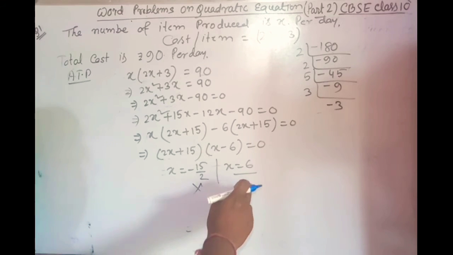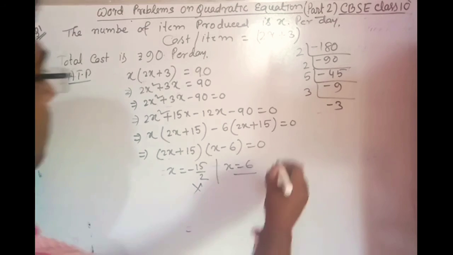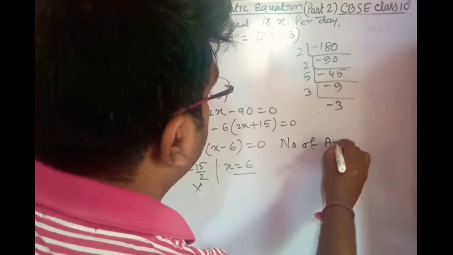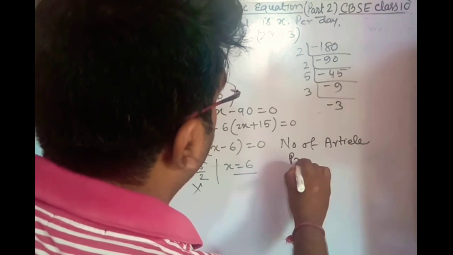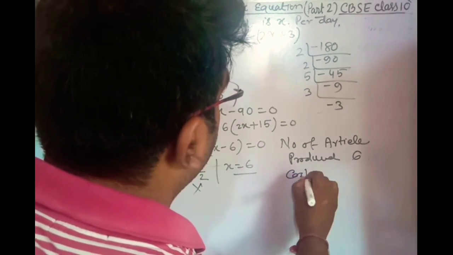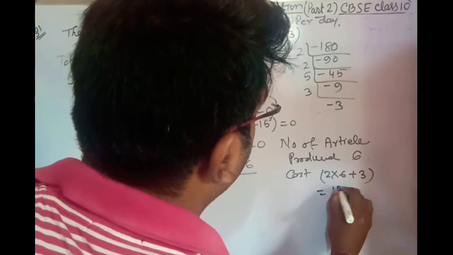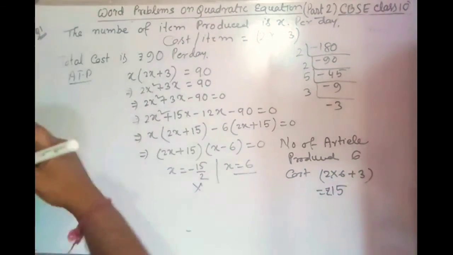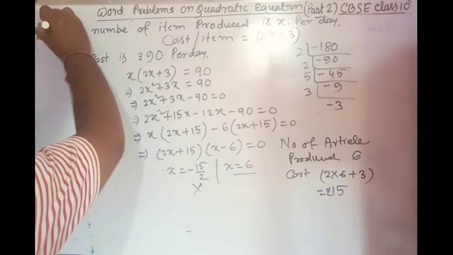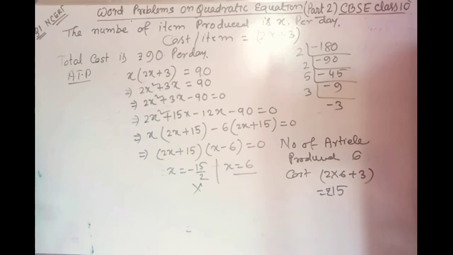x equals 6. So the number of articles produced and the cost of the article. The number of articles produced is 6 and the cost is 2 into 6 plus 3, that is rupees 15 per article. Actually we are following some NCERT questions regarding word problems from quadratic equations. Next, we move to another question.